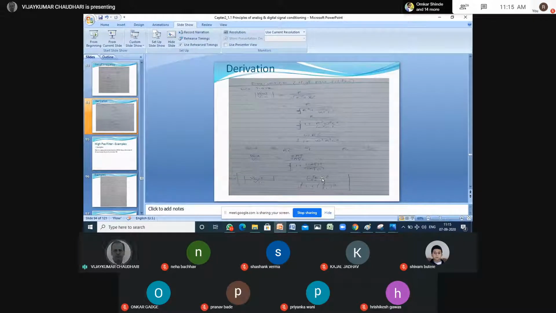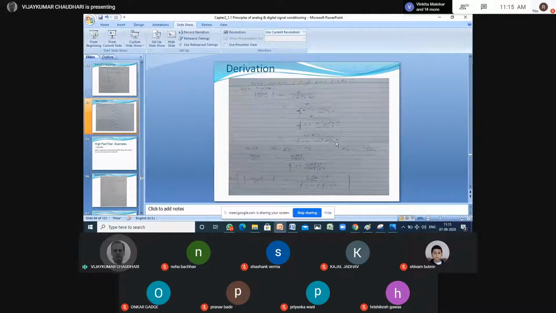Okay, let's derive the expression for V out upon V in for the high pass circuit. We know V out is given by this into V in. So V out upon V in is R upon root of R square plus Xc square. So R upon root of R square plus 1 upon omega square C square. Simplifying, we get omega RC divided by root of 1 plus omega square R square C square.